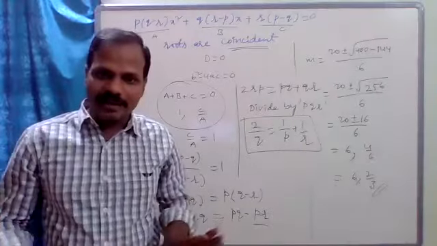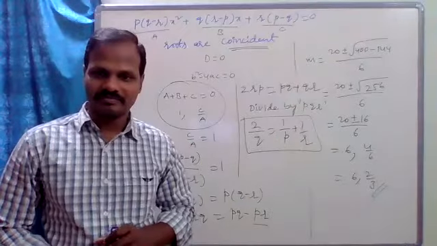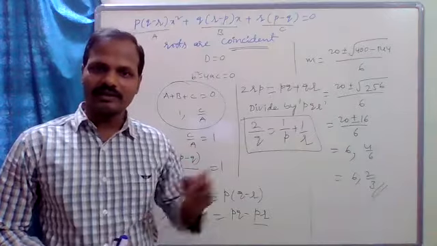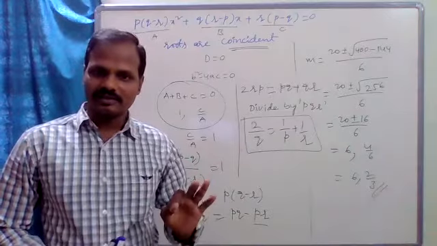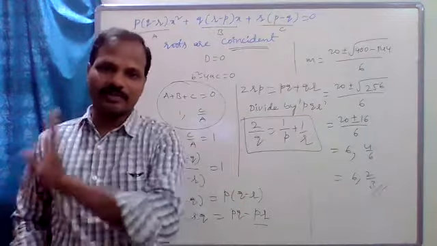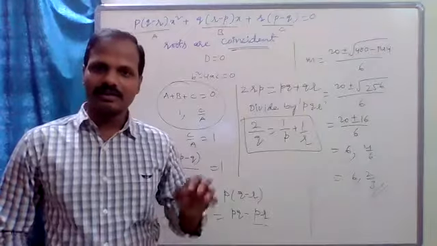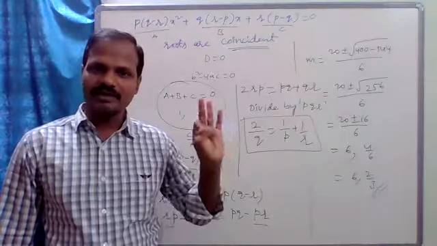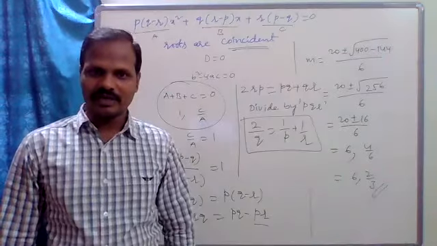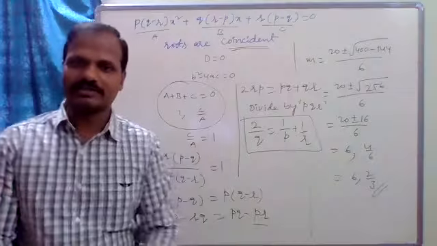But in the options, this answer is not there. The answer is, what is the relation between p, q, r? Options are: p, q, r in AP, GP, HP, none of these. So you got the relation between p, q, r like this. Now, what is your answer?